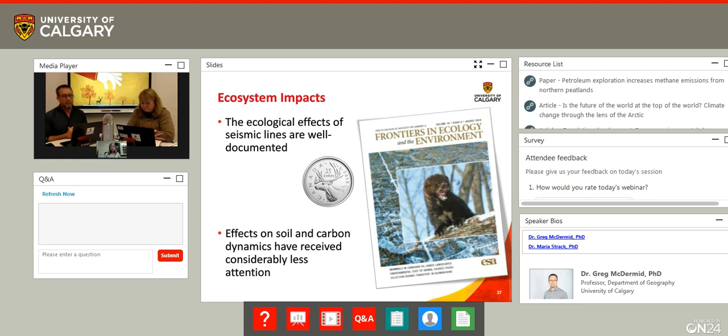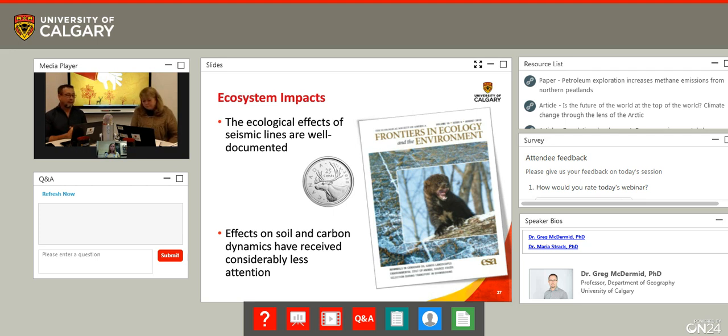Probably the most well-known of the effects are those that are ecological, related to wildlife. Woodland caribou, for example. Seismic lines are probably most notorious for contributing to the decline of woodland caribou, which are doing poorly across the boreal. But it's actually far more than just caribou.